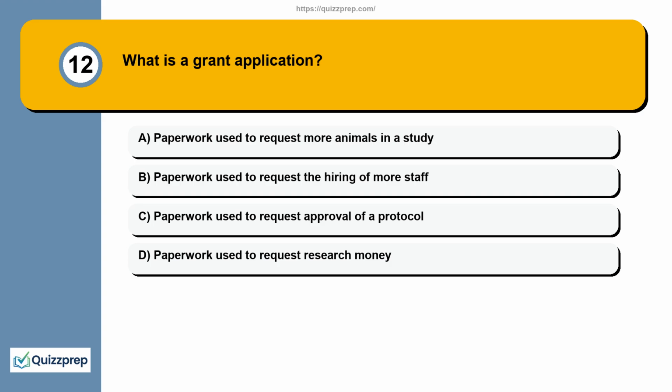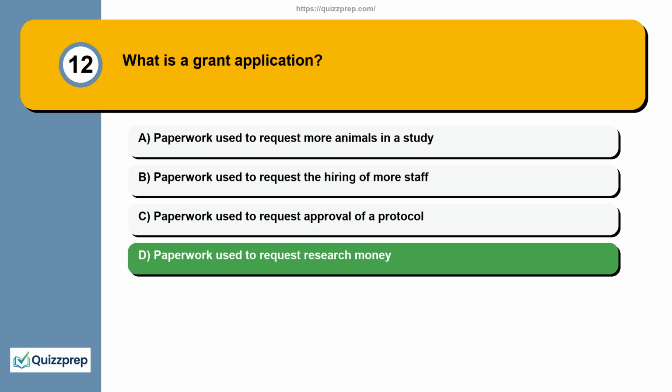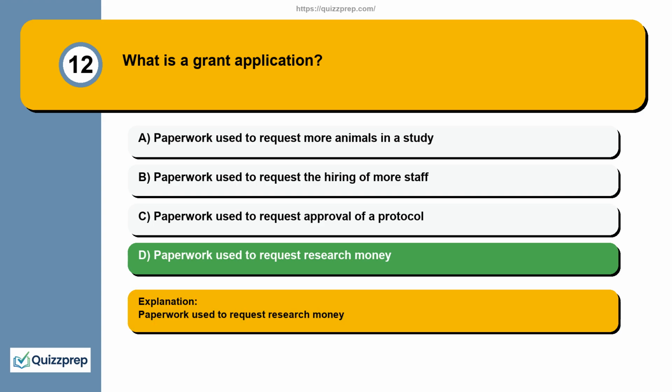Option B, paperwork used to request the hiring of more staff. Option C, paperwork used to request approval of a protocol. Option D, paperwork used to request research money. The correct answer is option D, paperwork used to request research money.